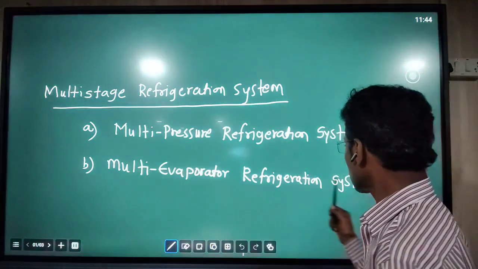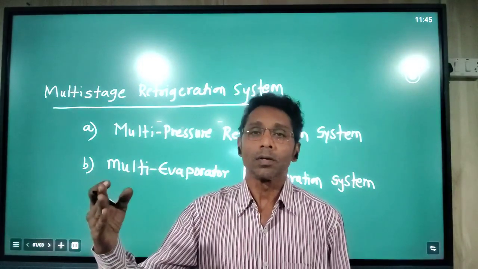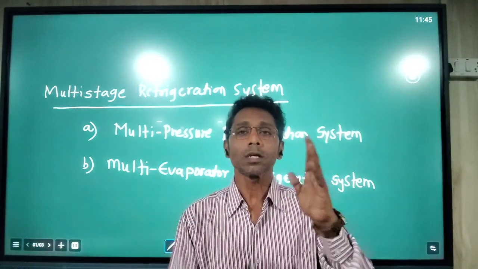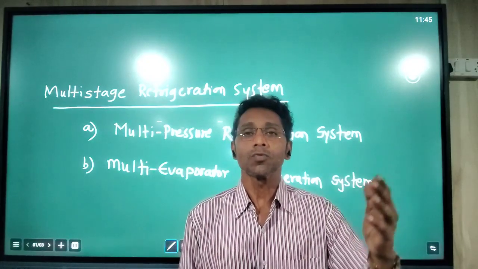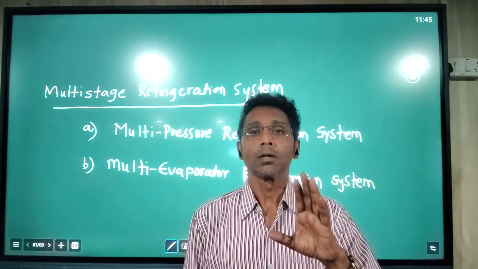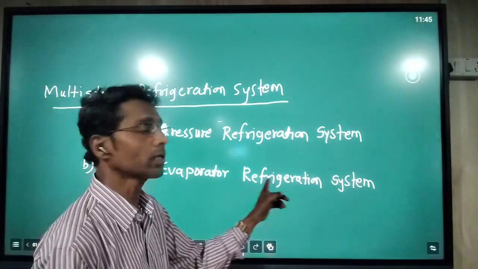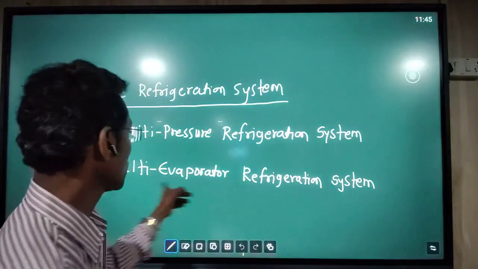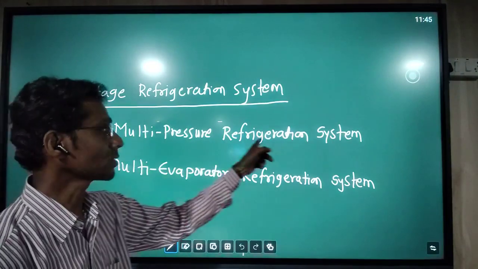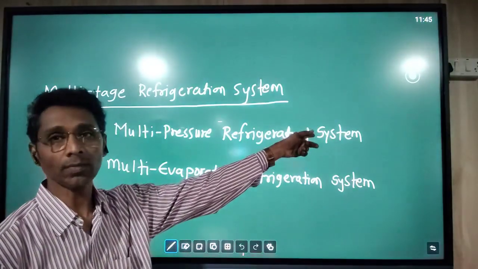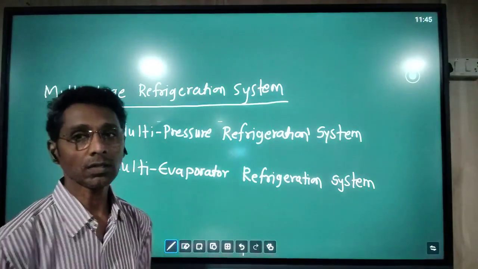And multi-evaporator refrigeration system means here temperature requirements are different for different locations. If different temperatures are required, then that requirement is fulfilled by using a number of evaporators. So in this case, more than one evaporator is used. That is why the name is multi-evaporator refrigeration system. And in case of multi-pressure refrigeration system, more than one compressor is used. That is why it is called multi-pressure refrigeration system.